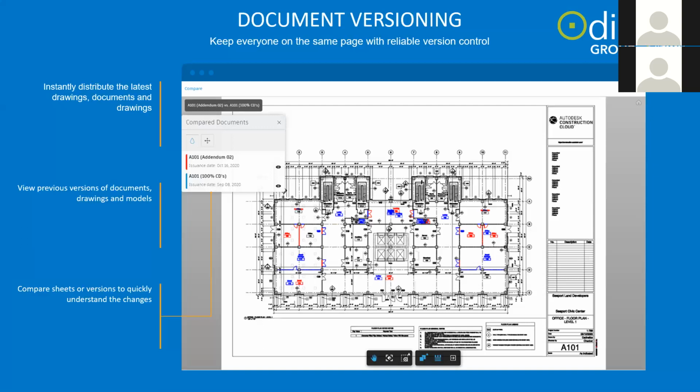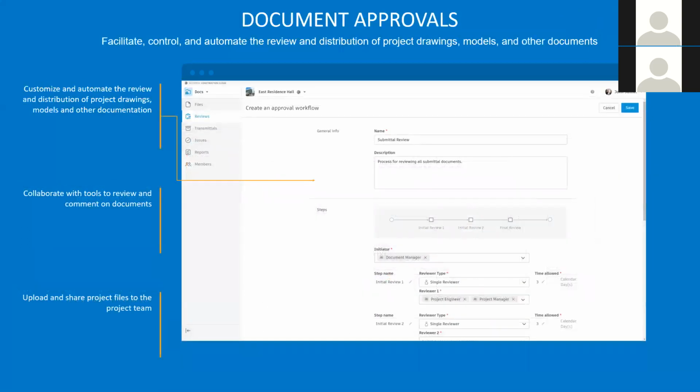And this works on 2D drawings. It works on PDFs. It will work on just sheets that you upload from Revit. It will work on DWG drawings, and it will work on Revit files as well. So in a 3D view, you can visually see what walls have moved from previous versions too.